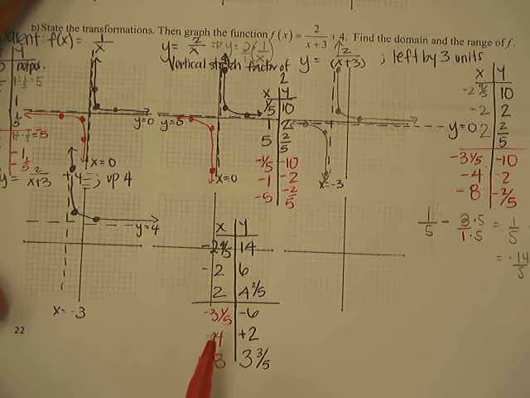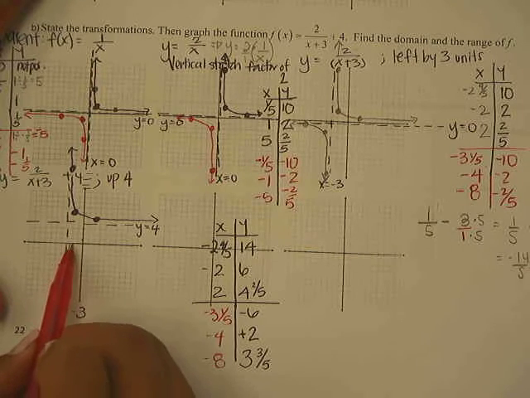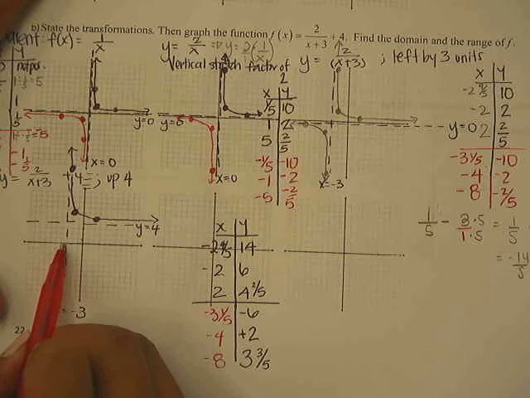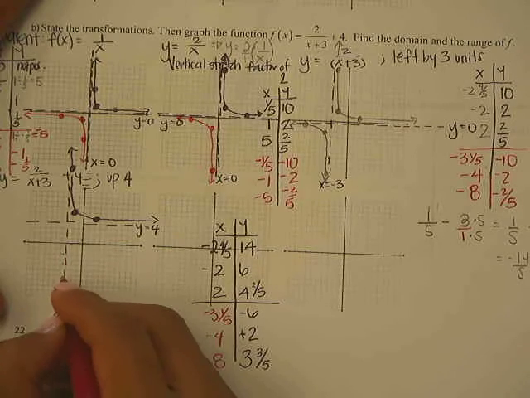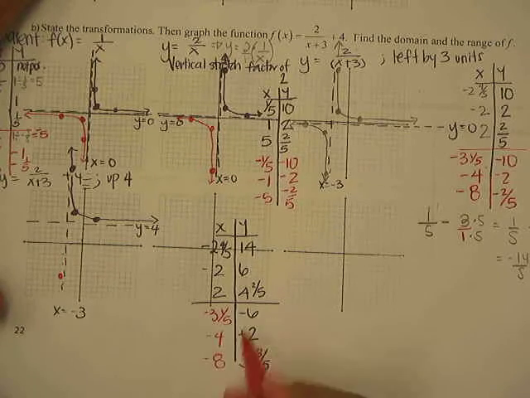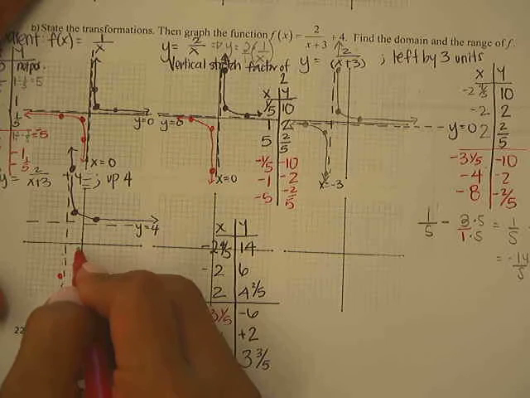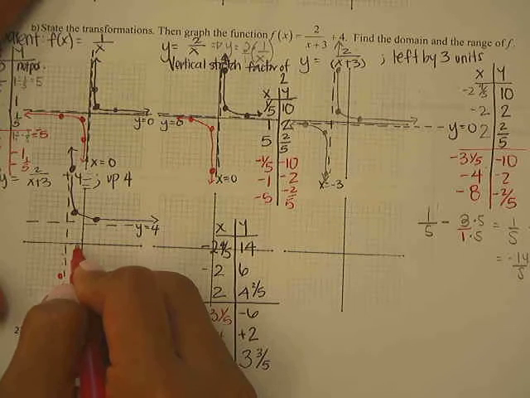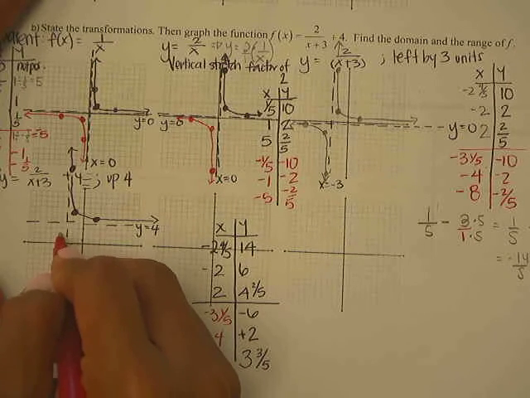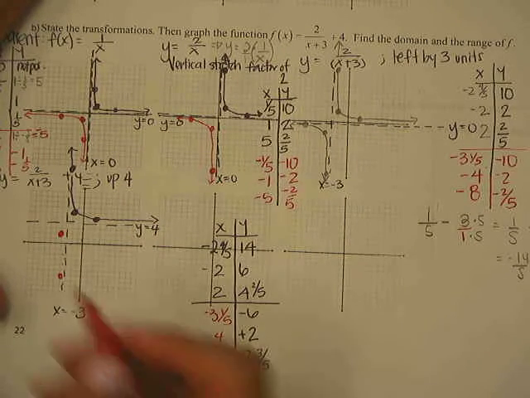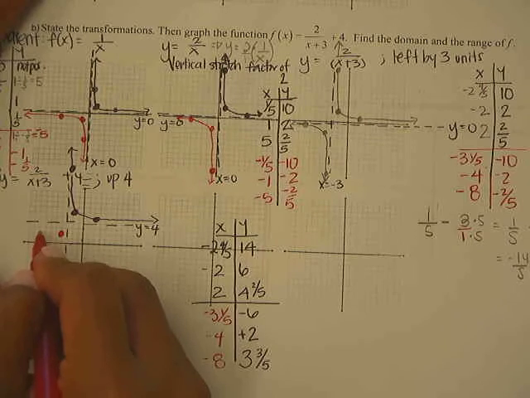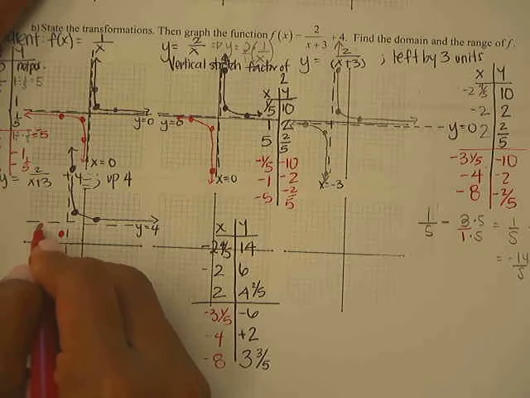Let's go on and work with the left curve. Negative 3 and 1/5. So this is negative 1, negative 2, negative 3. Negative 3 and 1/5 is in between negative 3 and negative 4. And go to negative 6. So let's go. 2, 4, 6. Okay. Negative 4 and positive 2. So we're going to go negative 4. 1, 2, 3, 4, positive 2. Then we're going to go negative 8 and positive 3 and 3/5. So negative 8, positive 3 and 3/5.